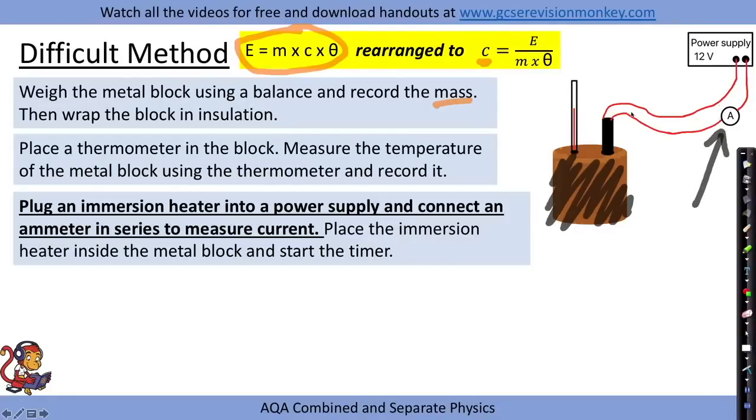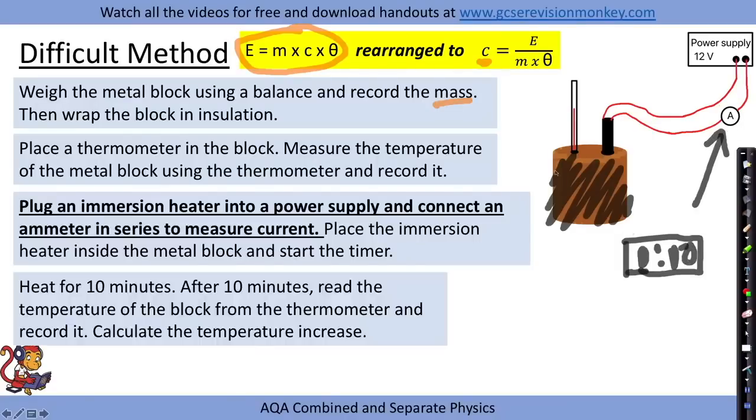We're going to then place an immersion heater inside the metal block and start a timer as we did previously. So rather than a joule meter this time, we've got an ammeter. We're going to heat it for 10 minutes like before, and after 10 minutes read the temperature of the block and calculate the temperature increase.